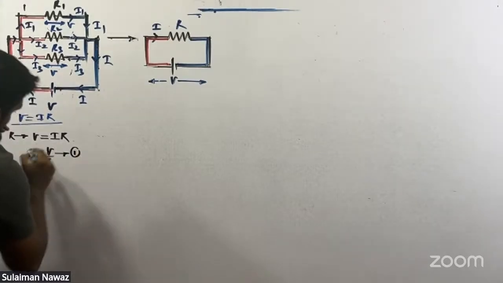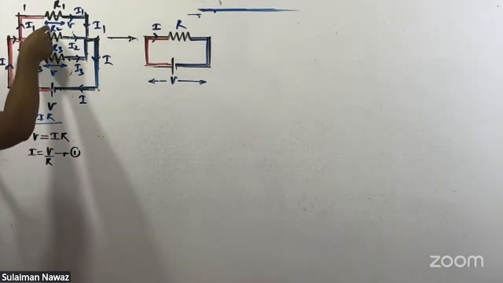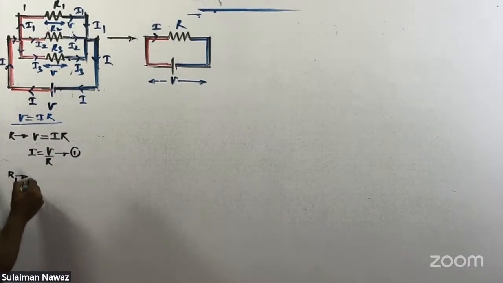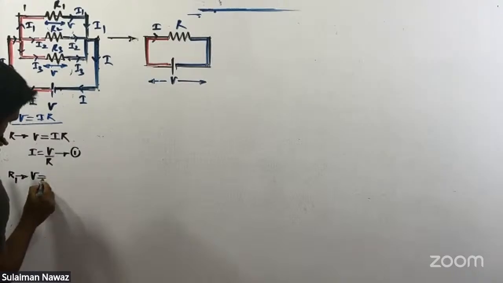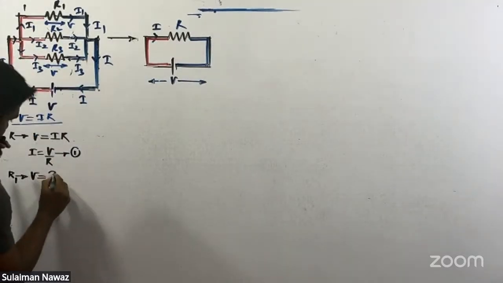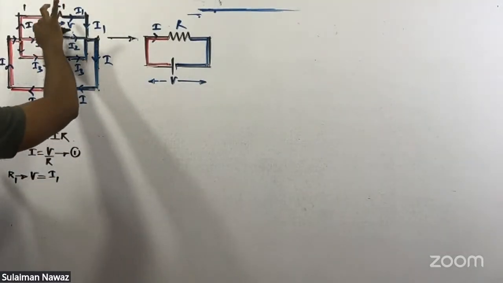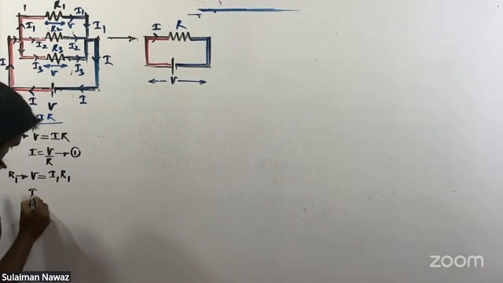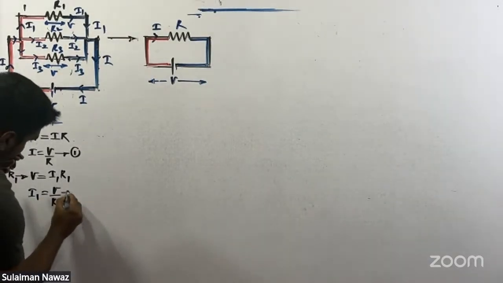Equation 1. Now apply this V equals IR equation for each resistor in the resistors in parallel circuit. If you apply it for the R1 resistor, the potential difference across the R1 resistor is capital V, the current passing through the R1 resistor is capital I1, and the resistance is R1. Substituting I1, we know that I1 equals V over R1. This is equation 2.